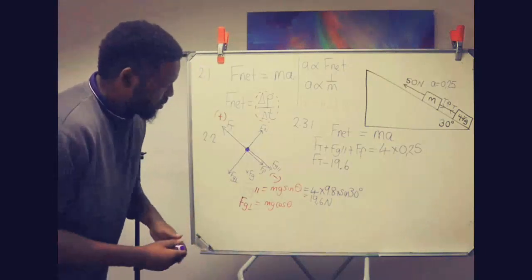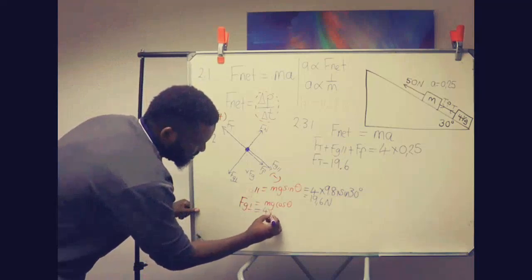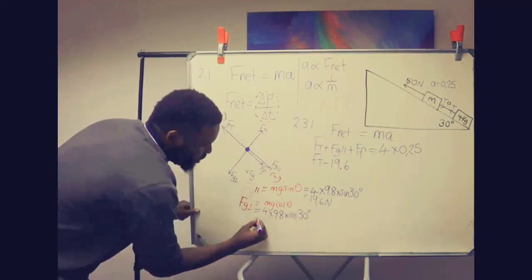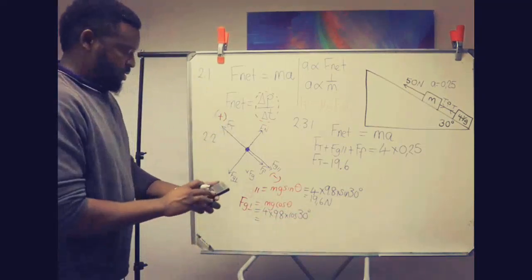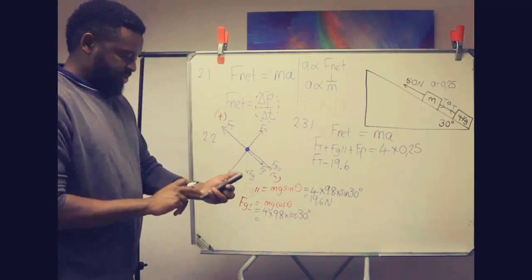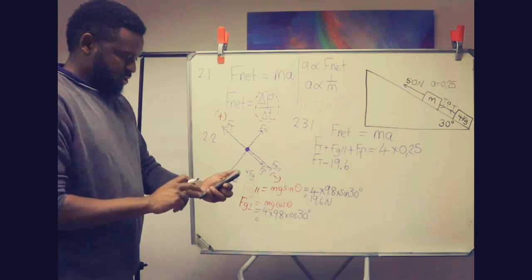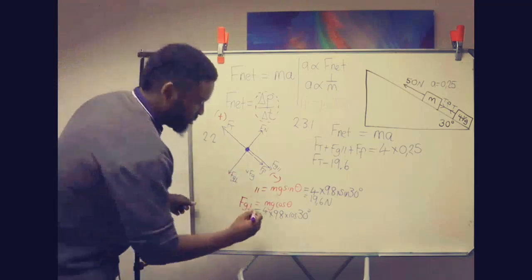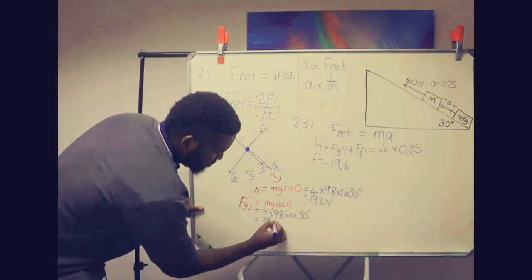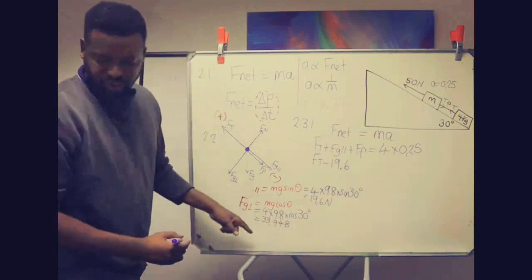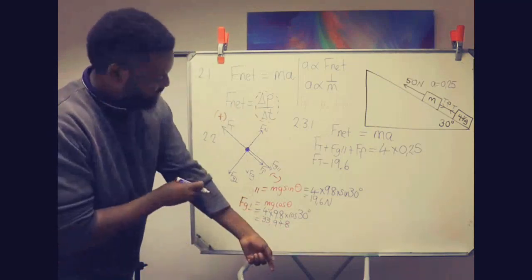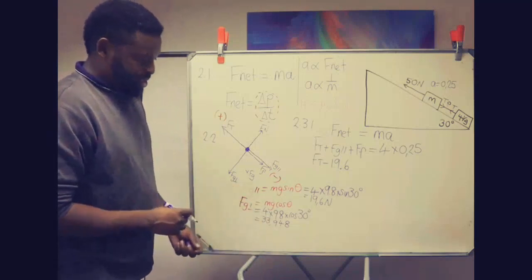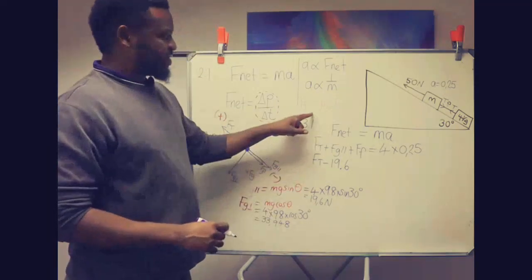What's m? 4 times 9.8 times the cosine of 30? We're going to get a force. Calculator, 4 times 9.8 times the cos of 30. 33.948. This is not my final answer. I don't round it off. I keep as many decimal places as I can. But generally, I think 3 normally work. Okay? Now, we now need a frictional force.